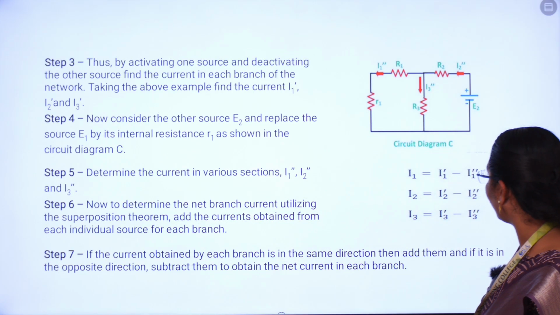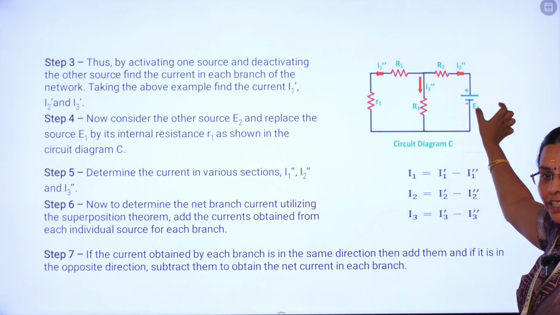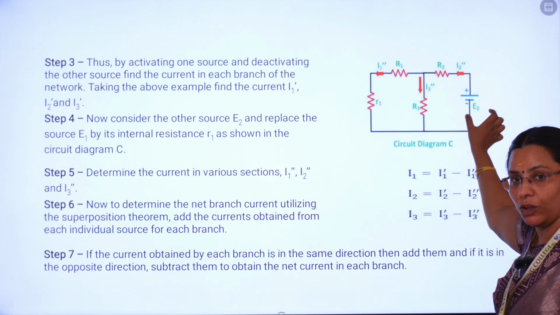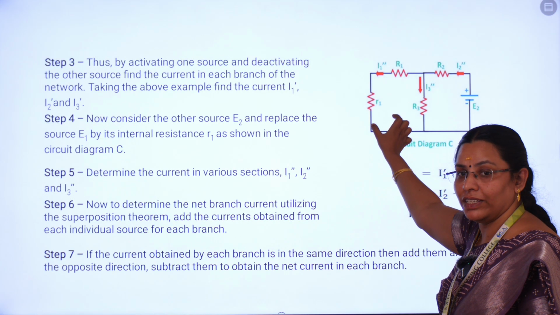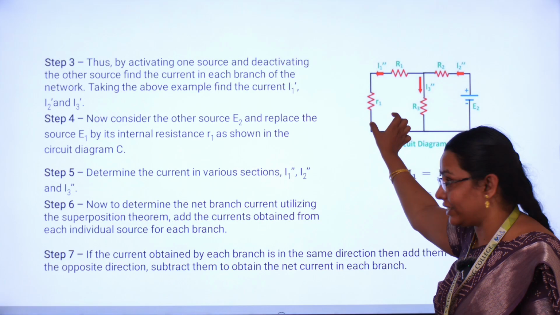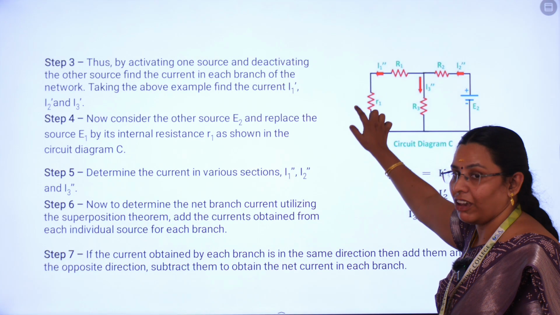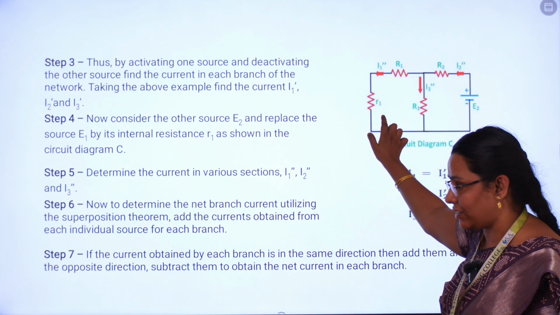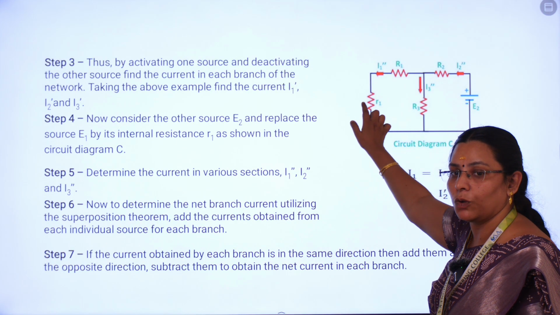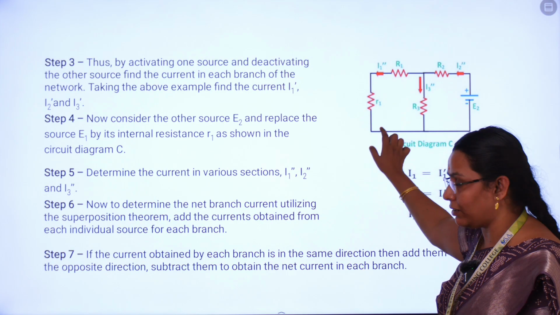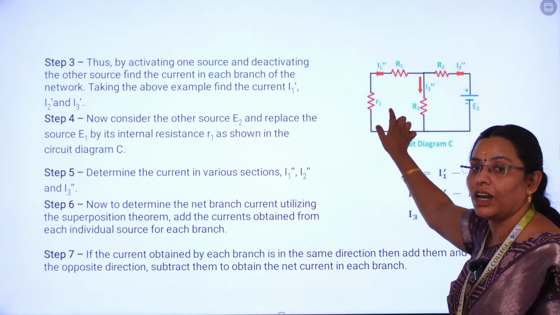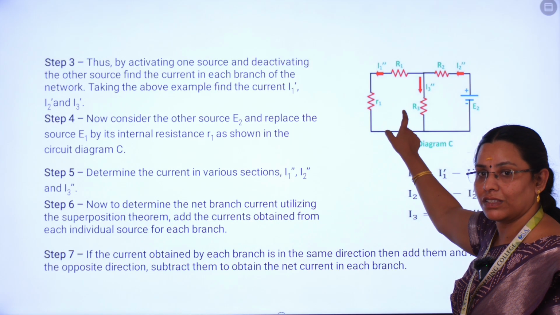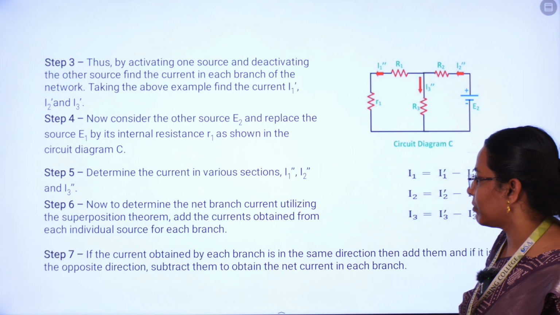And step number 4. E2 is the voltage source. Now we are going to keep the E2 source alone, and the E1 source we are going to deactivate. In this case E1 has the internal resistance R1. So we have to keep the R1 resistance in this circuit.